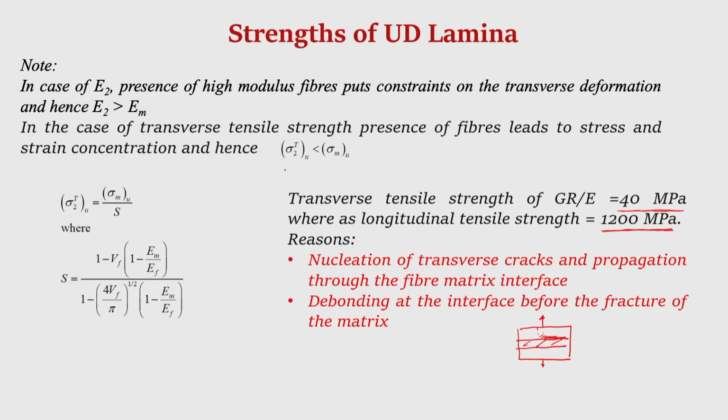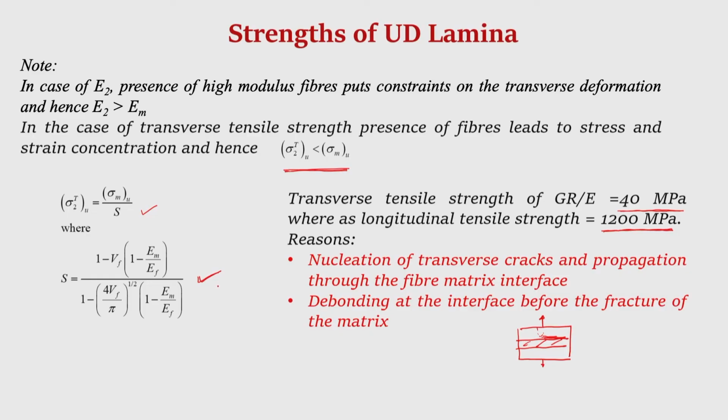So, the net result is that the transverse strength of the composite is less than that of the matrix, and it is sometimes written as sigma Tu is sigma mu divided by S, where S is the strength reduction factor and is given by this, which is a function of the Young's modulus of the matrix, Young's modulus of the fiber, and volume fraction. Depending upon the ratio of Em by Ef and the volume fraction, the strength reduction factor could be obtained. For some values it could be maybe 2, that means the transverse tensile strength of the composite is half that of the matrix.